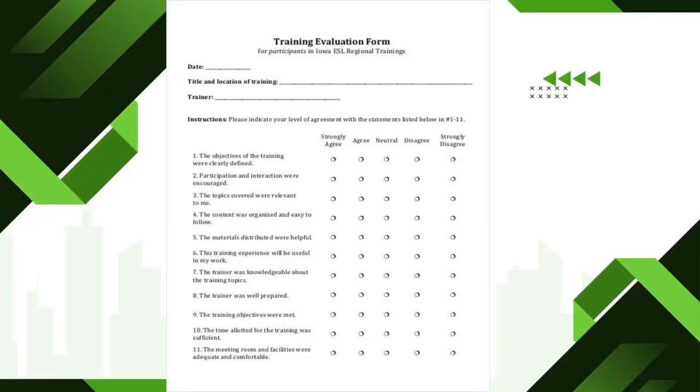This slide shows the training evaluation form. The purpose of this form is to collect feedback from the participants after the training. Participants can rate different aspects of the program, such as whether the objectives were clear, whether the activities encourage participation, whether the materials were helpful, and whether the facilities were comfortable. This evaluation is important because it helps the organizer measure the effectiveness of the training. It also helps identify what can be improved for future training programs.